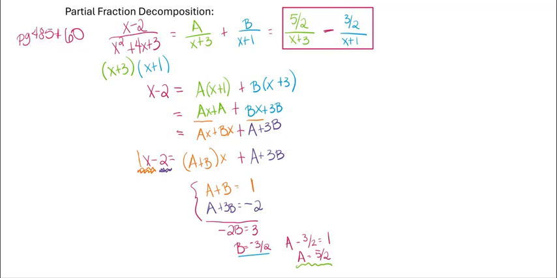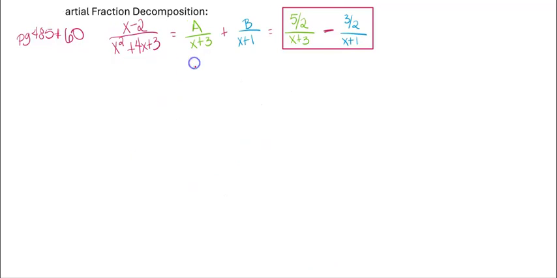Now the next step we're going to do is check our work. The way that we do that is we just combine these two fractions into one fraction and see if we get the number that we started with. So I need to write them with a common denominator, and my common denominator is going to be x plus 3 times x plus 1.